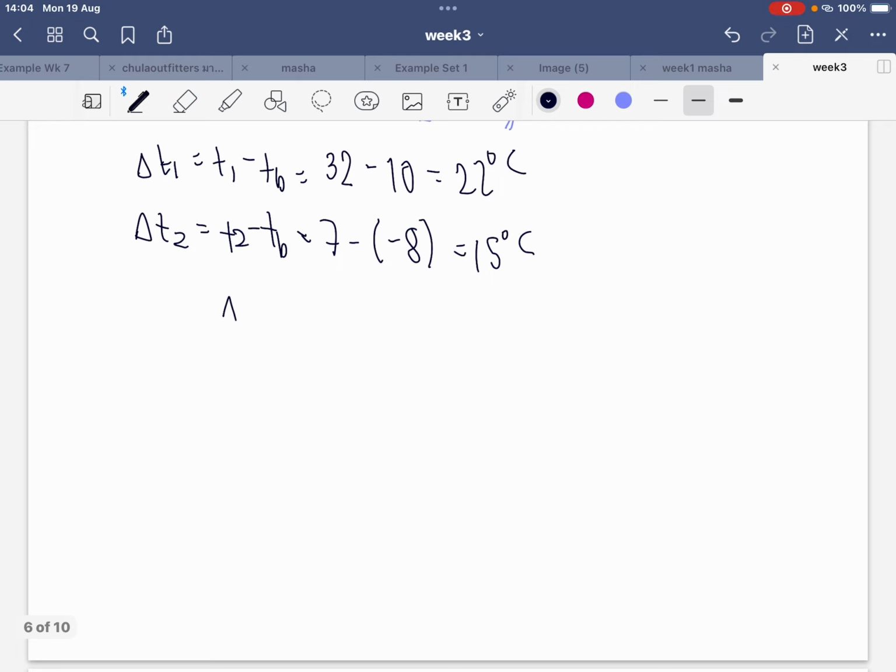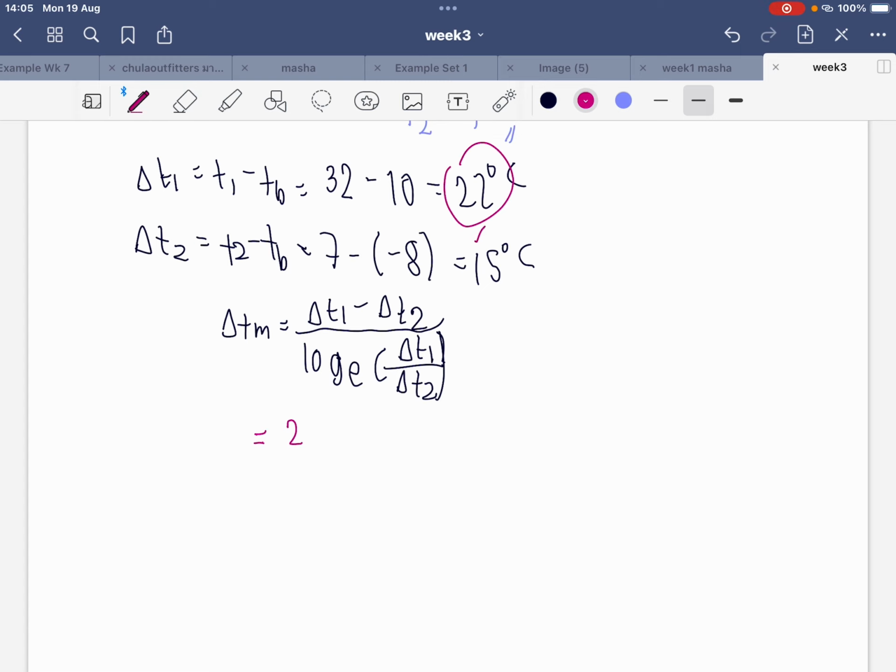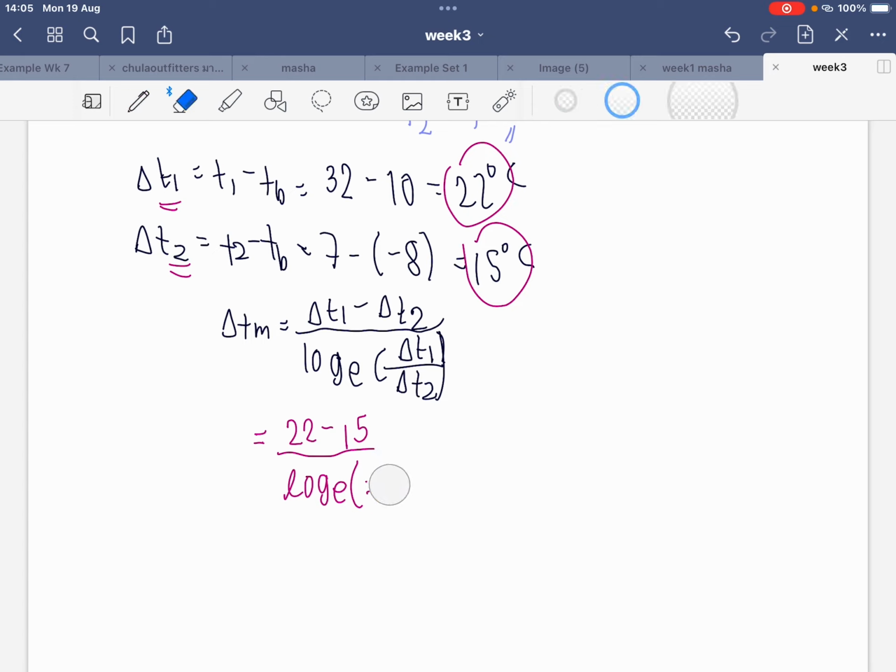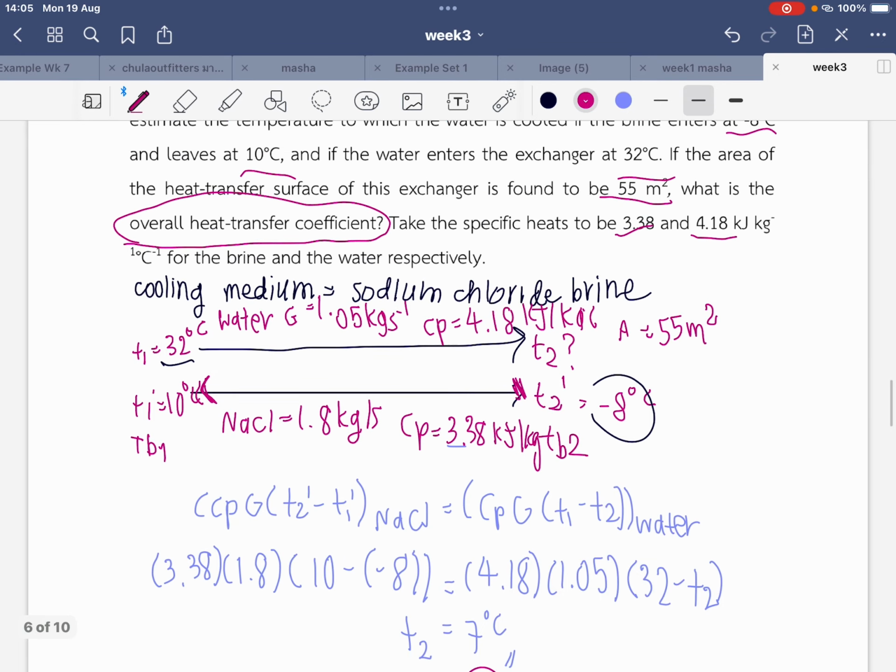And delta Tm is delta T1 minus delta T2 over log e of delta T1 over delta T2, which gives 22 minus 15 over log e of 22 over 15, which is 18.28. Next, we need to find the overall heat transfer coefficient.